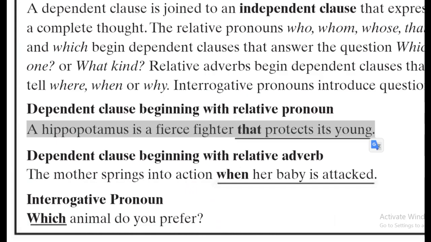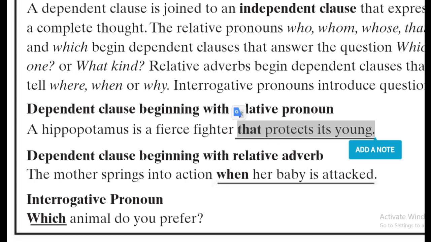In this sentence, I mean the sentence that says, a hippopotamus is a fierce fighter that protects its young. This sentence has two parts. The first part is, a hippopotamus is a fierce fighter, while the second part is, that protects its young, right? Do you remember the thing that we have talked about before in the class? I mean when we talked about independent and dependent clauses. Let's have a close look so that we remember together.